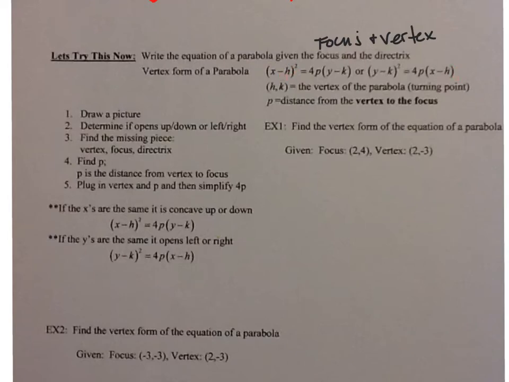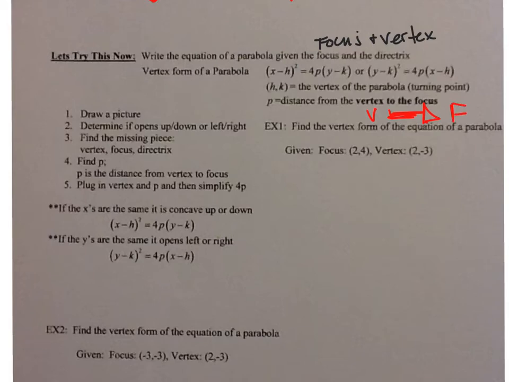The difference between them is that this one is for a parabola that's opening up or down, so that's concave up or concave down, and this one is for a left or right opening, so it opens left or opens right. Those are the sideways parabolas. But (h, k) is still the vertex, and it's positive h, positive k, and in the formulas it's negative h and negative k, so just make sure you change the signs. P is the distance from vertex to focus, and it has to be in that order. It has to be vertex to the focus.